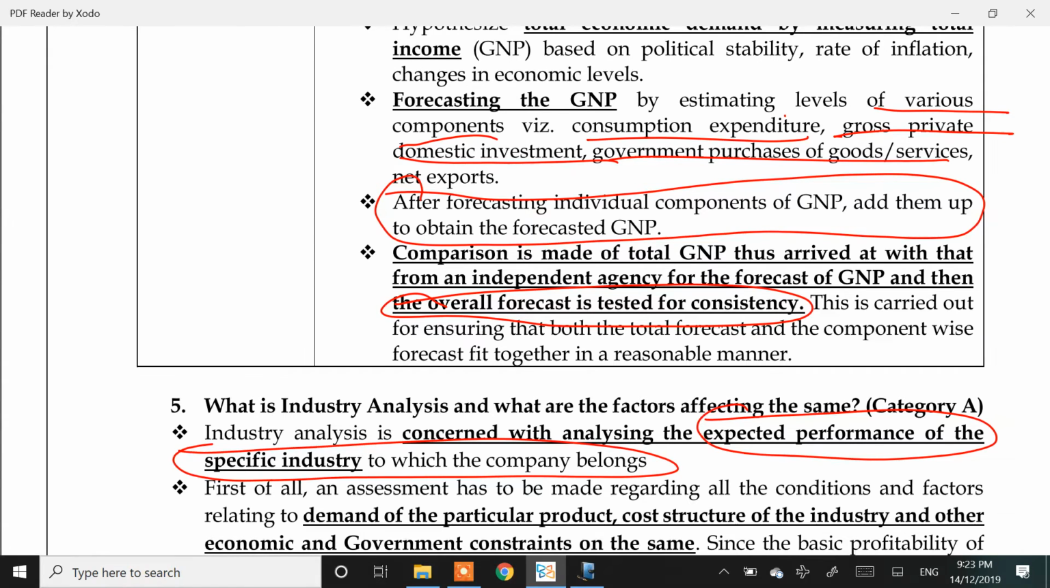So I can try to forecast the growth of the automobile industry. The automobile industry will have different factors which can contribute to the growth. I can try to forecast the growth of the telecom industry. I can try to forecast the growth of the IT industry. So different factors are going to impact the industry growth rates. For example, the IT industry. The IT industry growth is predominantly dependent on how the other economies perform, because most of the time the IT companies derive a significant proportion of their revenues from exports. Automobile industry, the cars, they do not depend much on exports, so they depend on the domestic market.